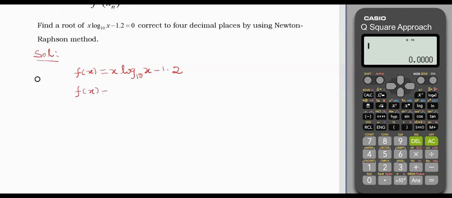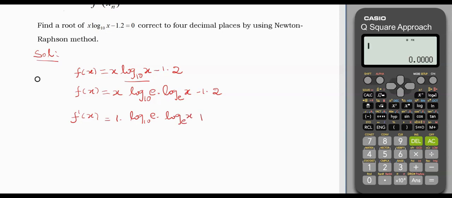f of x is equal to x into, we can write this log base 10 x as log base 10 e into log base e x, minus 1.2, and we'll differentiate this f of x. f dash of x is equal to, if we differentiate this x, then it is 1, and log base 10 e into log base e x plus x into log base 10 e, and we differentiate this log base e x, that is 1 by x, and if we differentiate this constant minus 1.2, it will be 0.